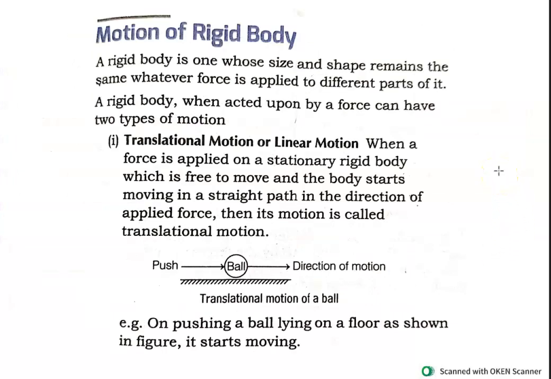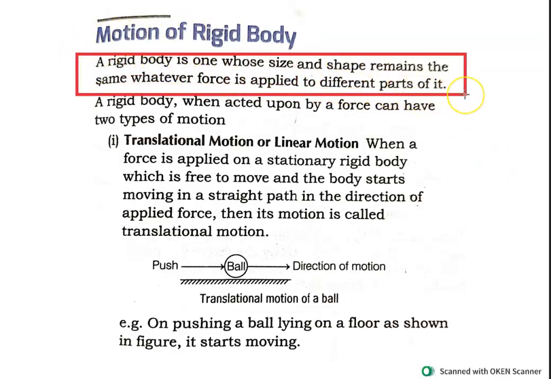We shall talk about motion of a rigid body. First thing, definition of a rigid body. A rigid body is one whose size and shape remains the same whatever force is applied to different parts of it. Now, whenever a rigid body is acted upon by a force, there are two kinds of motions possible.